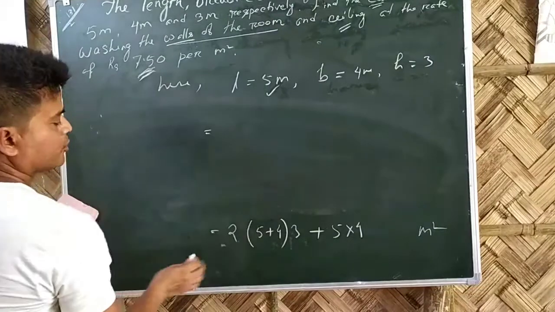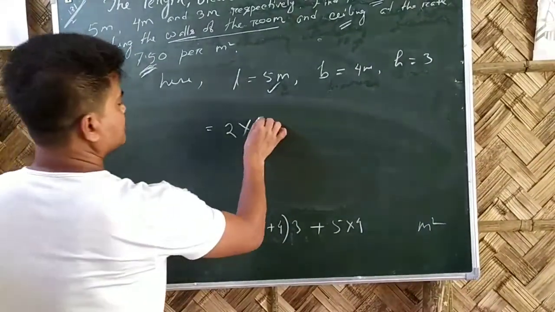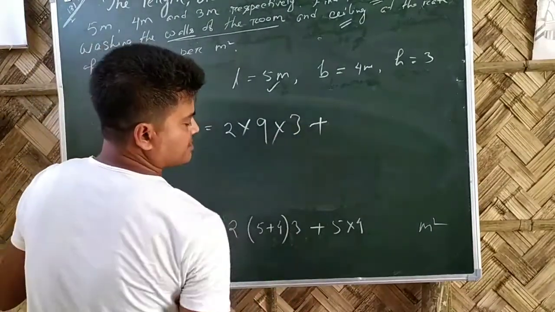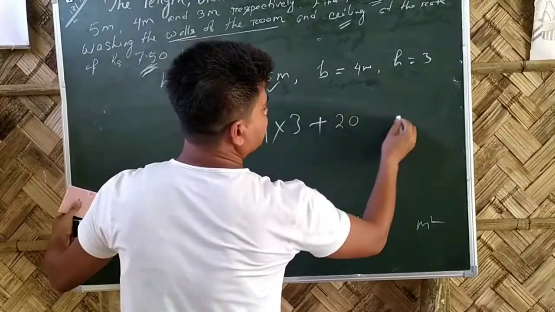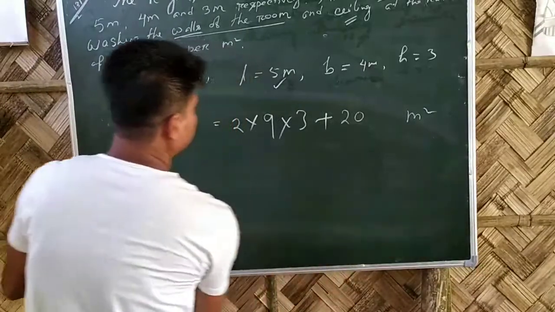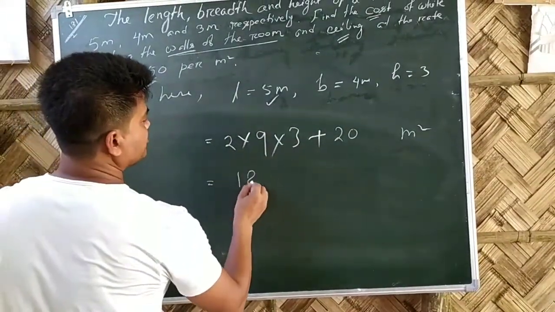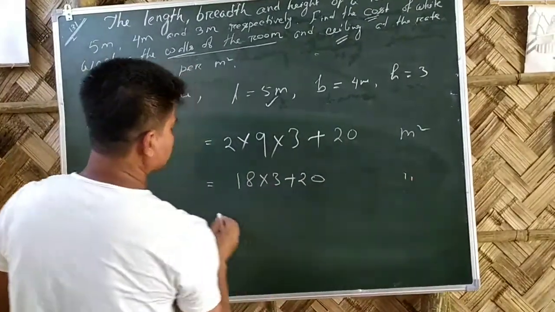Now 2 into 5 plus 4, that is 9, into 3, plus 5 into 4, that is 20. Five fours are 20, and the unit will again be meter square. Now calculating this one, 9 twos are 18, into 3, plus 20, again meter square.